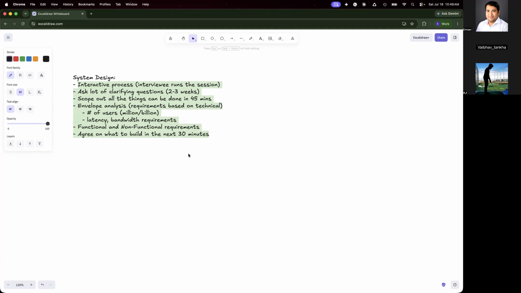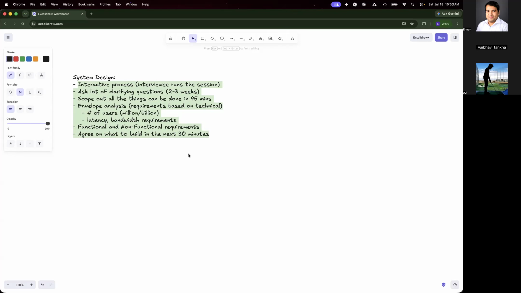I have one question. Yeah, go ahead. So in the last point here, agree on what to build in the next 30 minutes. Is this where I should focus more on explaining the high level design? No, it's not even high level design. You might think that, if you are just building a backend system, in a backend system we'll have multiple things, right? You will most likely build the CRUD API, right?